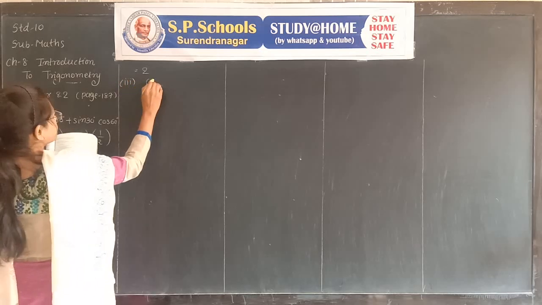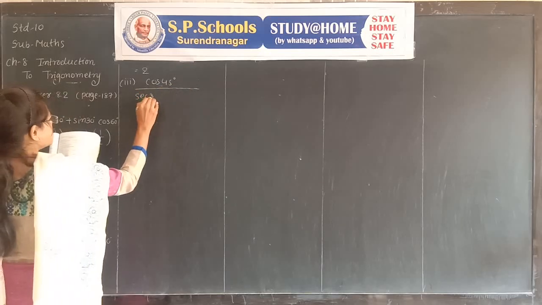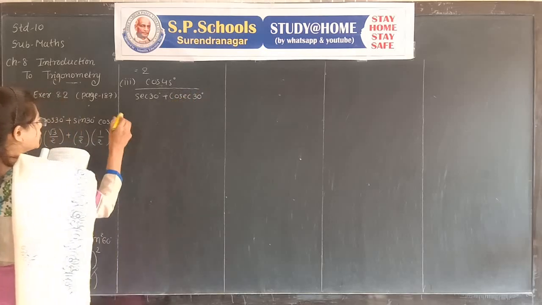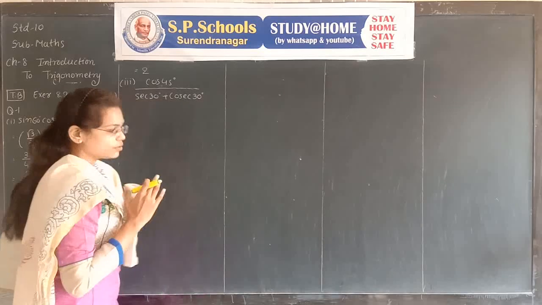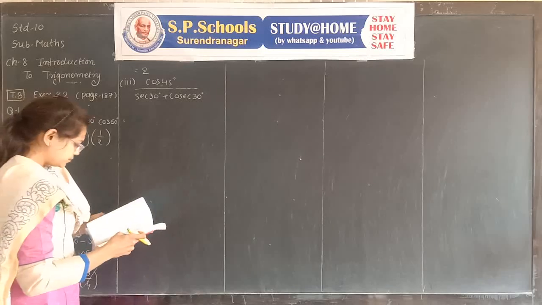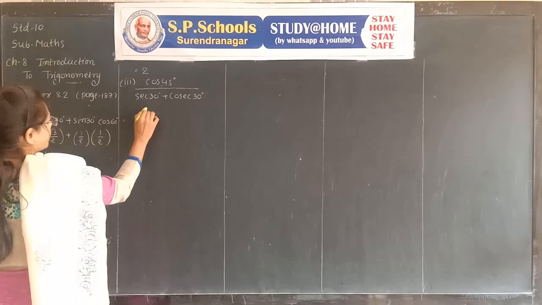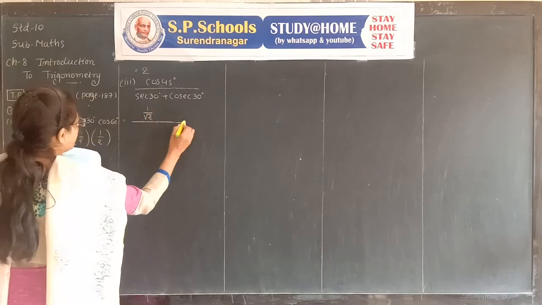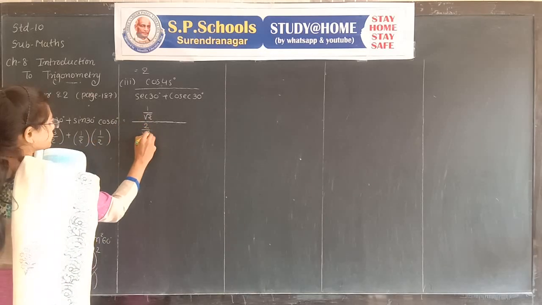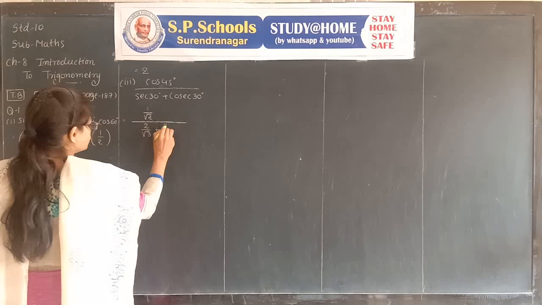Now the third one. The third one is cos 45 degree upon sec 30 plus cosec 30. The same procedure will be repeated here. Substitute the values of cos 45, sec 30 and cosec 30 from the table. First is cos 45. Cos 45 is 1 upon root 2, upon sec 30. Sec 30 is 2 upon root 3, plus cosec 30. Cosec 30 is only 2.